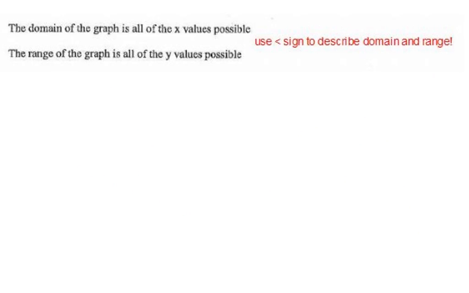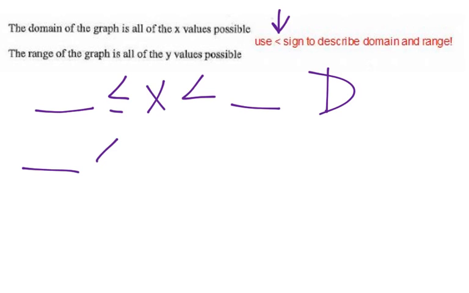The domain of the graph is all of the x values that are possible. The range is all the y values that are possible. You're going to use your inequality symbols to describe the domain and range. Something less than, possibly less than or equal to x, less than, possibly less than or equal to a number. That would be for your domain. You would have the same thing, except it would be a y for your range.